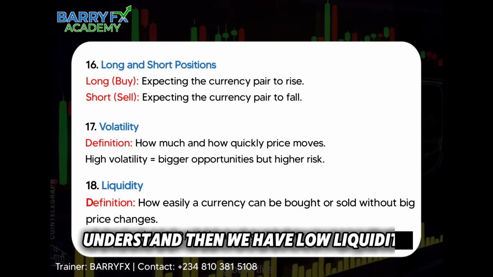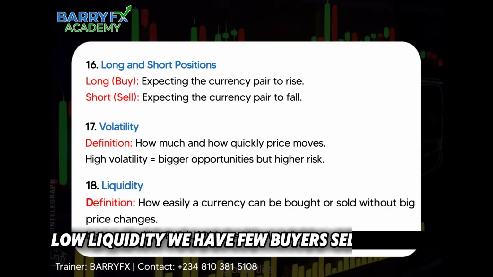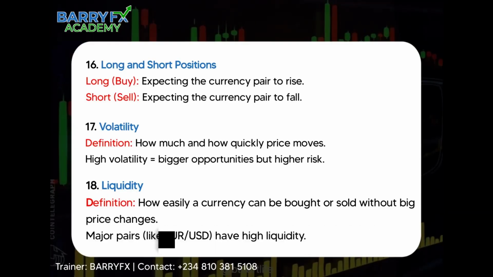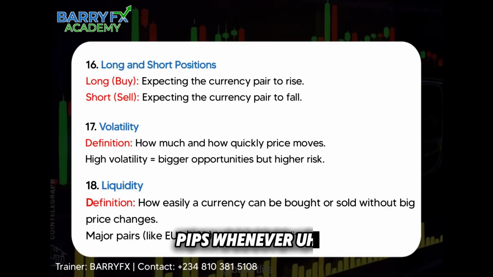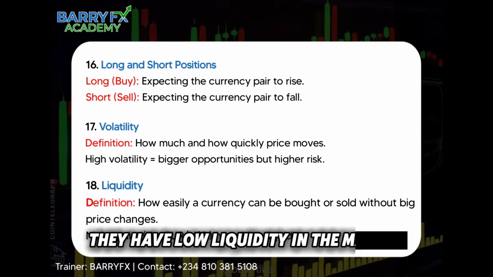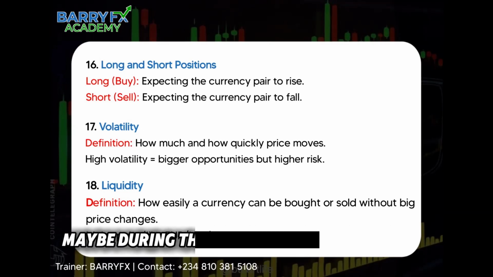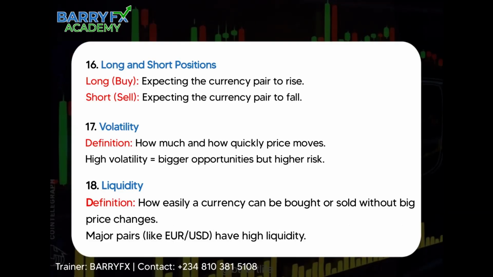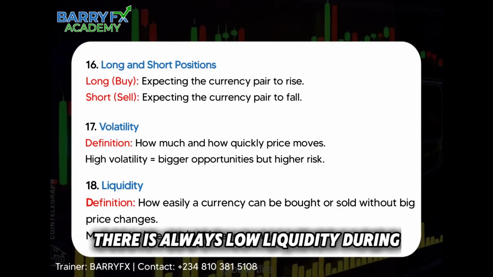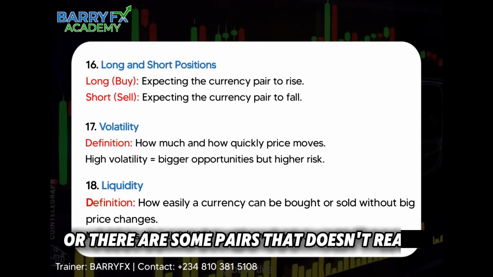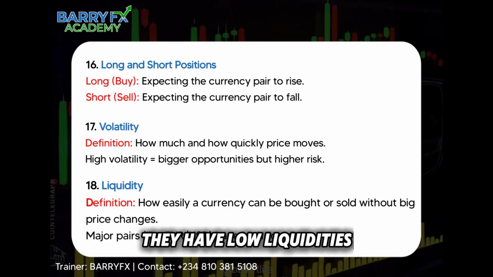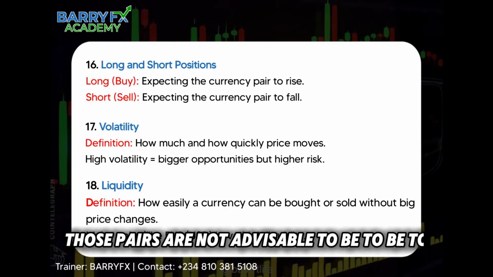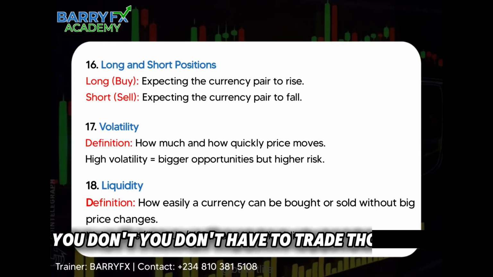Understand? Then we have low liquidity. With low liquidity, we have few buyers and sellers, and trades take long to execute. It takes long for your trade to move up to 10 pips when there is low liquidity in the market. Like I said, during the Asian session there is always low liquidity. Or there are some pairs that don't really move at all. Those pairs are not advisable to trade. You don't have to trade those pairs.